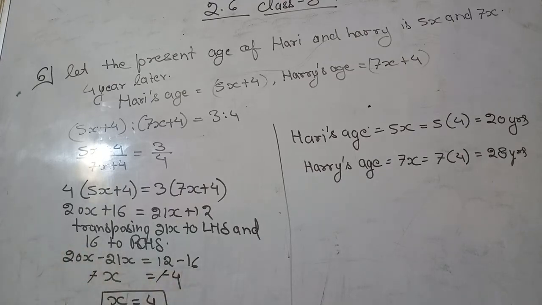But we know that the ages of Hari and Harry are not x. Hari's age is 5x and Harry's age is 7x. So 5x means 5 into 4, which is 20 years, the age of Hari. And Harry's age means 7x, which is 7 into 4, 28 years. So what is the present age of Hari and Harry? The present age of Hari and Harry is 20 years and 28 years.